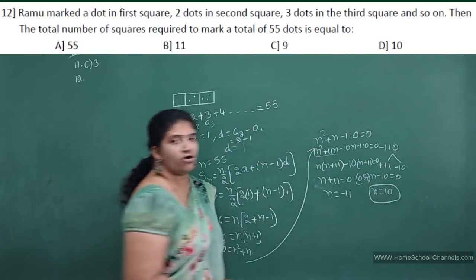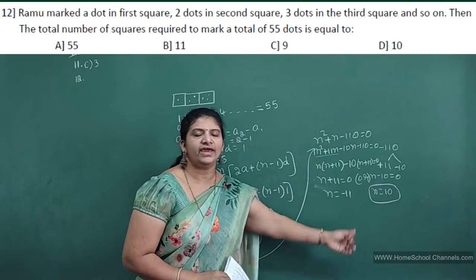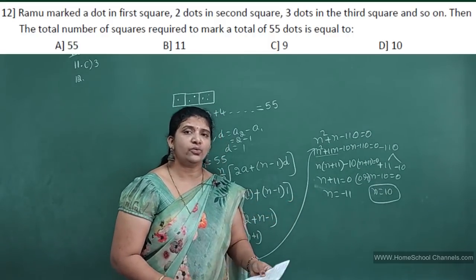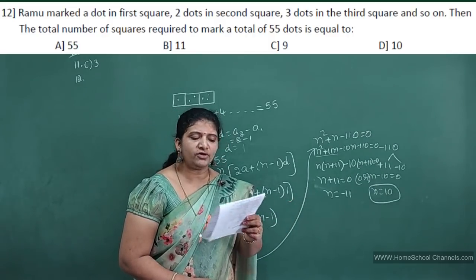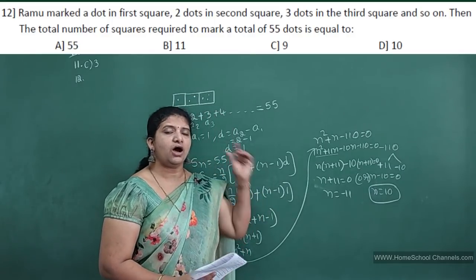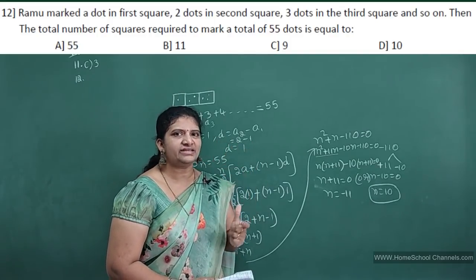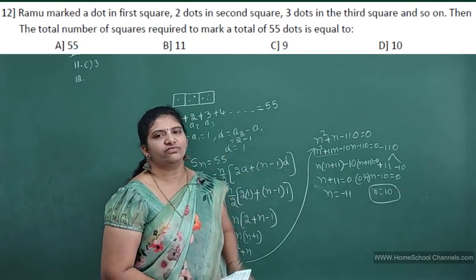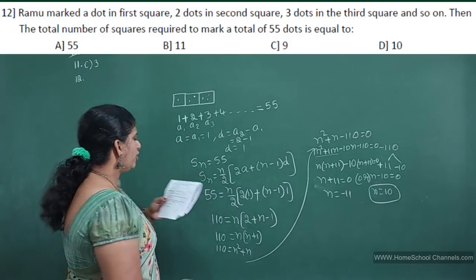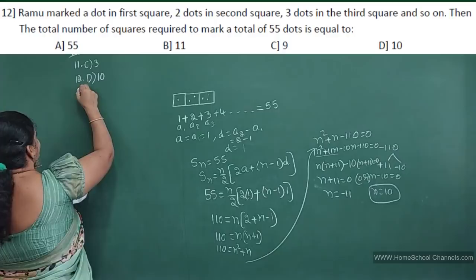See, a number of boxes, n value cannot be negative. Therefore, n is 10. So, what is your question? The total number of squares required to mark a total of 55 dots. How many squares needed for you total? 10 squares needed to mark 55 dots. Okay. Your option is option D, 10.